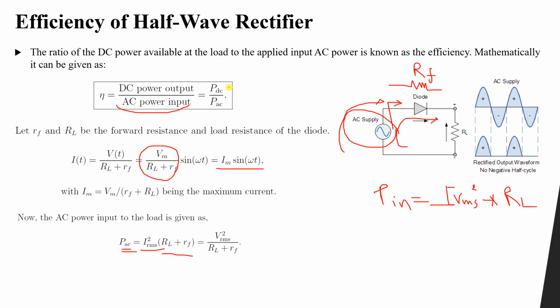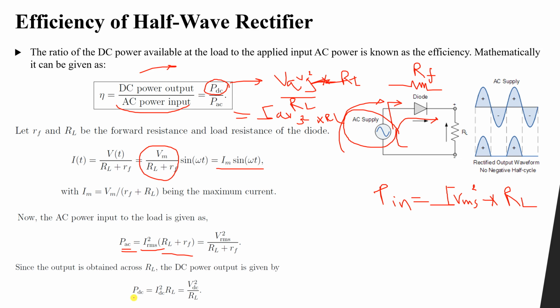Now the second thing that we would like to get is PDC, or the DC output power. Remember, I am not talking about the total power or the average power consumed by the resistor. I am just concerned with DC power. And when I say DC, I'm going to use the DC laws, which is V average square divided by RL, or I average square multiplied by RL, as we talked before.